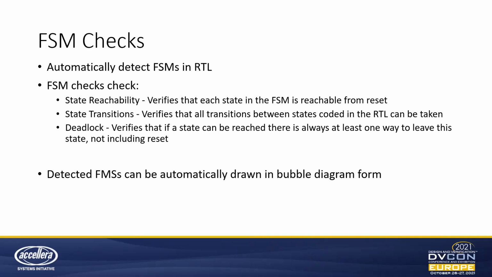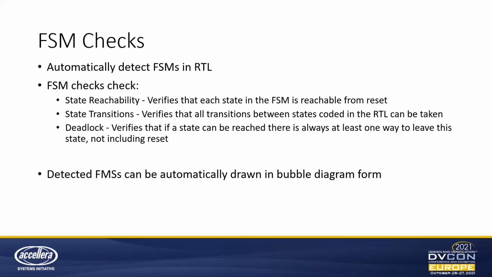So OneSpin automatically detects the state machines in the RTL, and for each it creates a matrix of how the FSM is encoded. The FSM checks have a set of subchecks that cover state reachability and state transitions. State reachability verifies that each state in the FSM is reachable from reset. State transition verifies that all transitions between states that are coded in the RTL can be taken. On top of that, the deadlock check verifies that if a state can be reached, there is always at least one way to leave this state, not including reset.